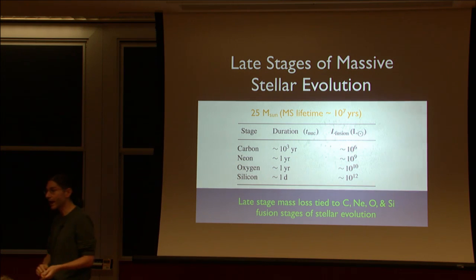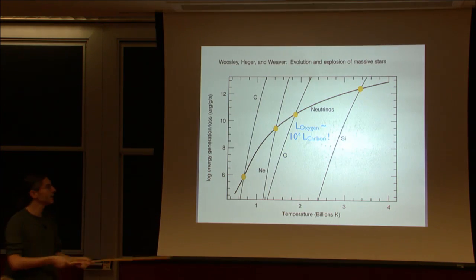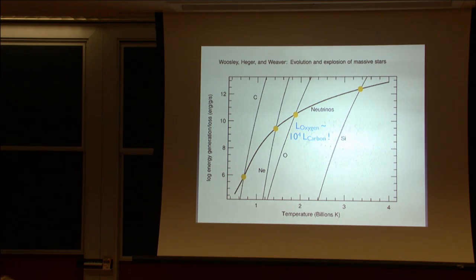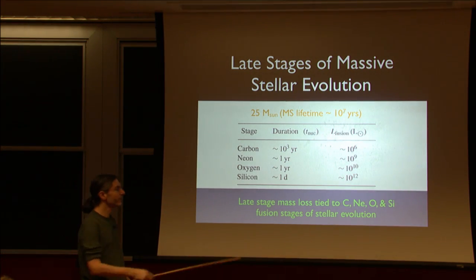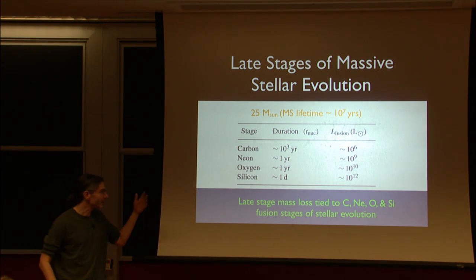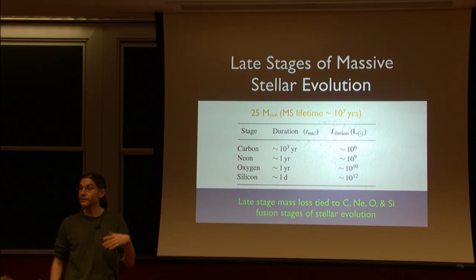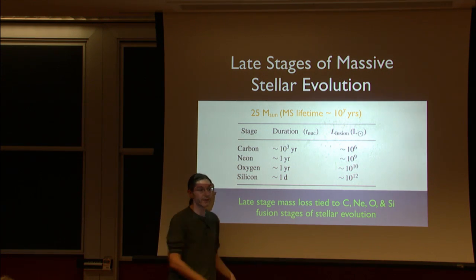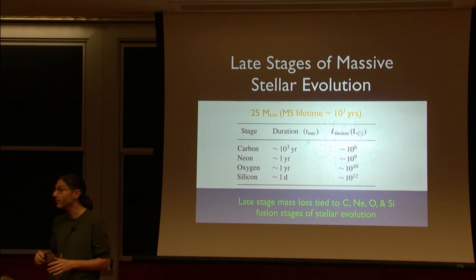Neon fusion, so now we've moved up in our thermal equilibrium, takes only a year. The fusion luminosity is about 1 billion times the luminosity of the sun. Oxygen fusion also takes about a year. Silicon fusion takes about a day. And the fusion luminosity at the end of the life of the star is about 1 trillion times the luminosity of the sun.